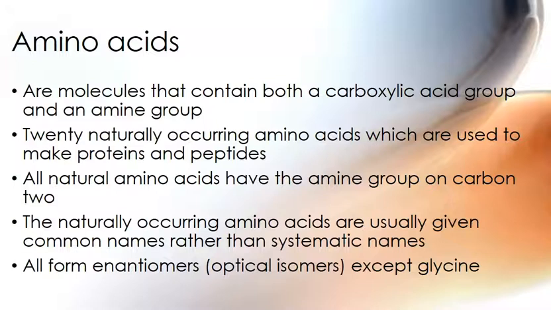These amino acids aren't usually named systematically. They have common names that most people use. And pretty much all of them, other than glycine, form optical isomers or enantiomers. So let's have a quick look at some of these structures.